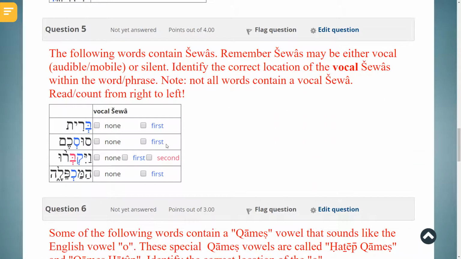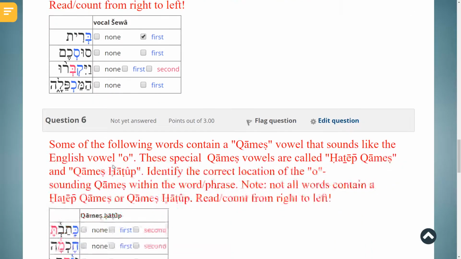In the 5th question, you are asked to identify vocal shvas. So if of the shvas there's none a vocal one, then you click that one. If the first one is a vocal one, then you click this one. Obviously, berit, this is a vocal shva.